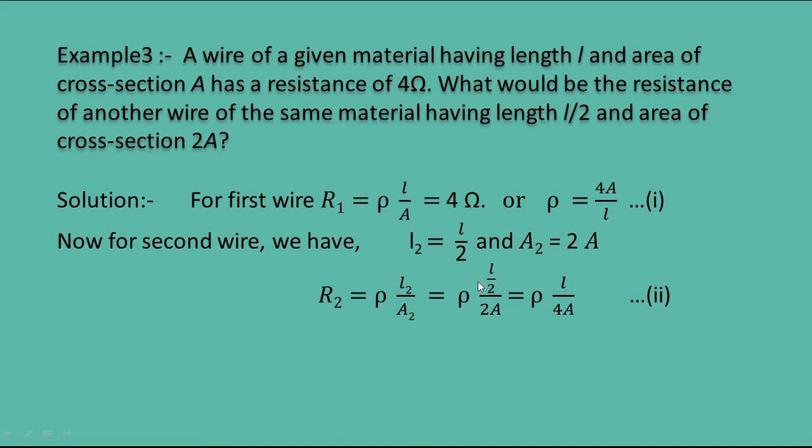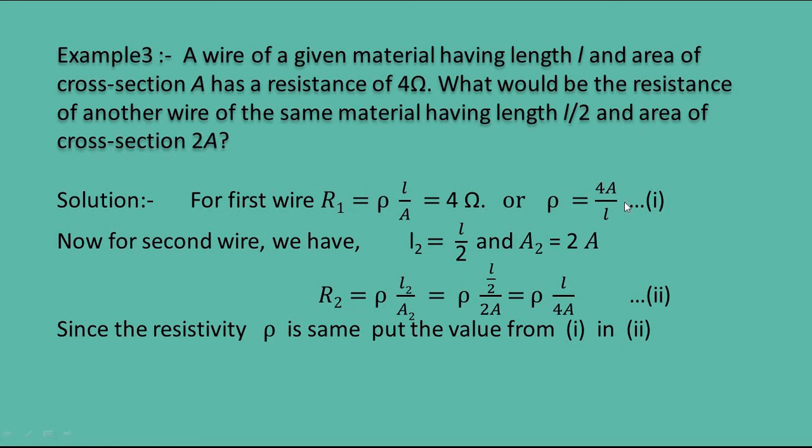We know the value of L2, that is L by 2. We simply put the value in rho L2 by A2. The value of L2 is L upon 2, and put the value of A2 as twice A. So the value of R2 is rho L upon 4A. Since the resistivity rho is the same, we simply put the value of rho from equation 1 in equation number 2, and we are getting 1 ohm.